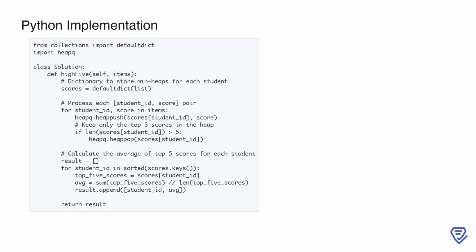3. Sorting and averaging. After processing all scores, the student IDs are sorted. For each student, the top 5 scores are summed, and their integer average is calculated using floor division, //. The result for each student is appended to the output list in the format [student_ID, top_5_average]. 4. Output. Finally, the list of results is returned, containing the calculated averages for all students, sorted by their IDs.